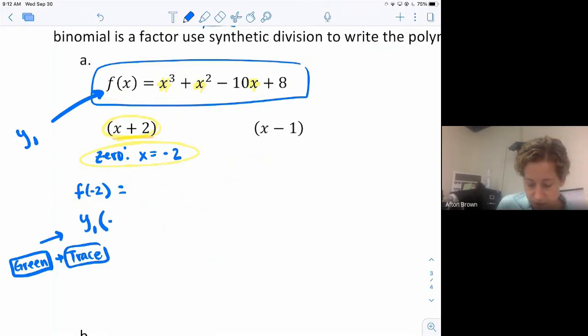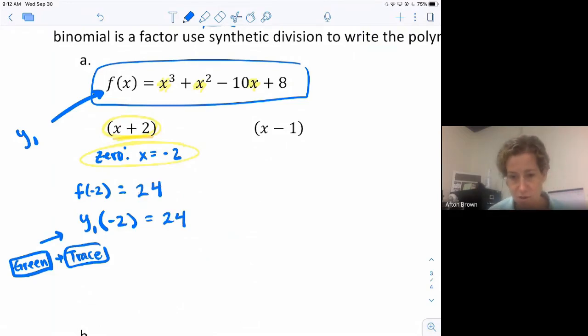And then you put in parentheses, you put a -2, because this is the exact same thing as this. Our calculator is just calling f y1. You hit enter, and our calculator told us it was 24. When we did it by hand, we got that it was 24. It just took us longer.